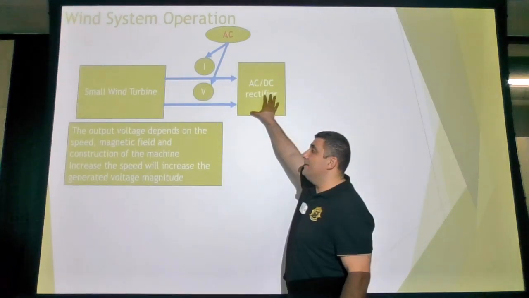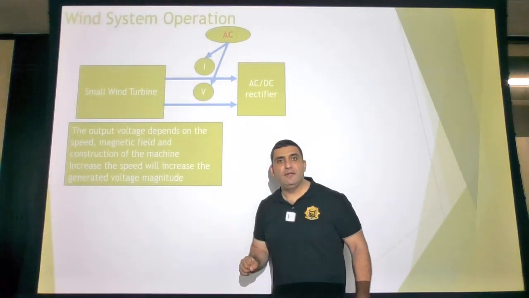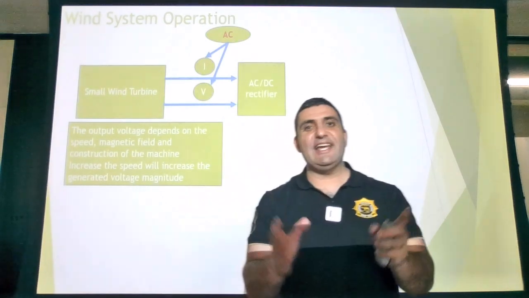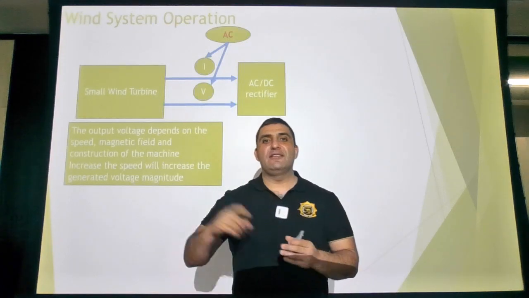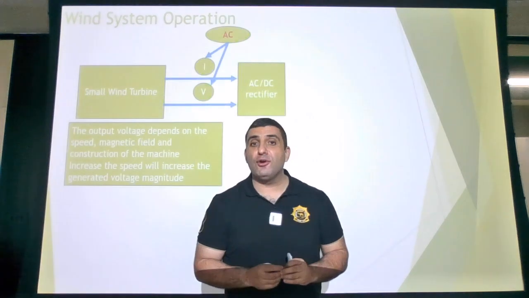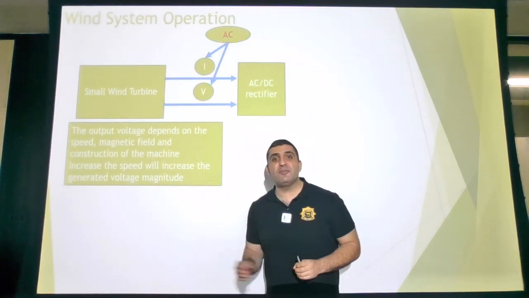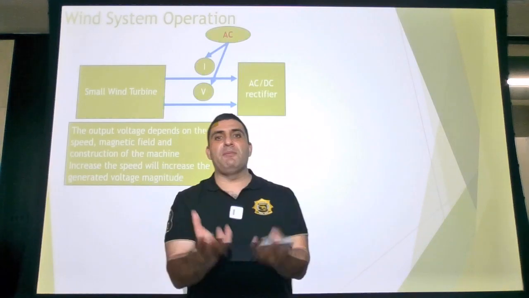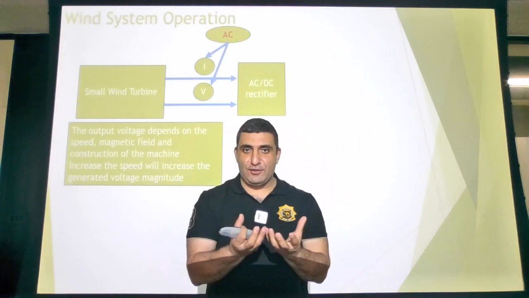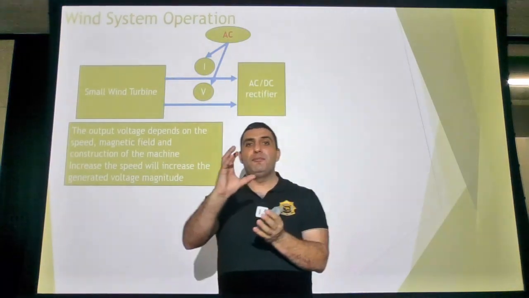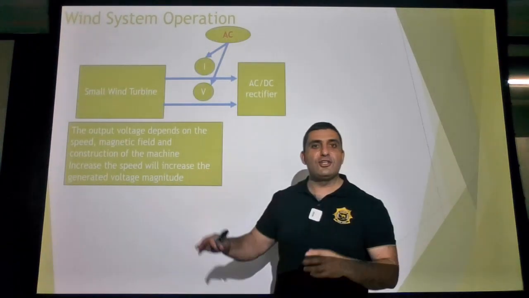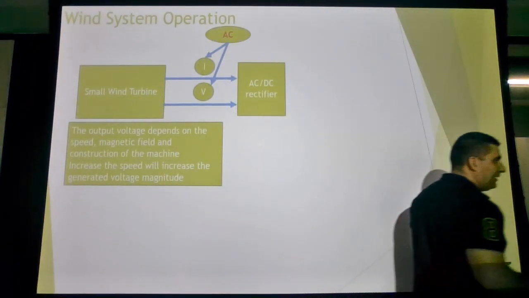After your AC is rectified, I would like to highlight one point. For those who study electric machines, they know the output voltage, the internal voltage of your generator, depends on the speed of the machine and the magnetic field. The magnetic field is established by the permanent magnet, and the manufacturing of your permanent magnet wind generator is already done. So the speed determines the magnitude of your voltage.